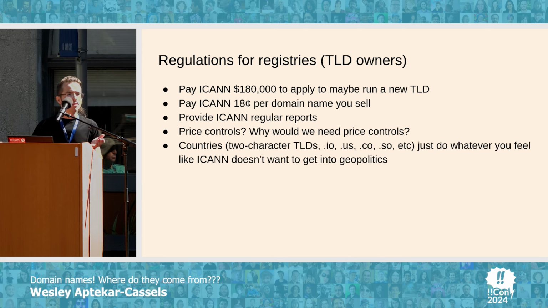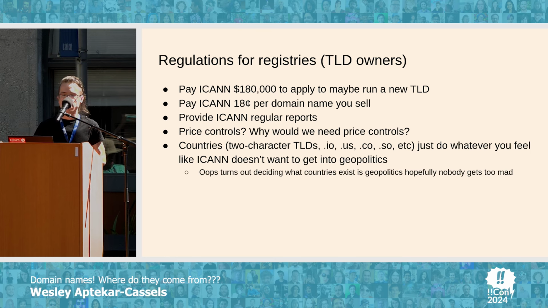Countries sort of get to do whatever they want. So any two-letter top-level domain is a country code domain. ICANN doesn't want to get into geopolitics, so they just let countries do whatever they want. Turns out deciding what countries exist and what don't is actually geopolitics itself, but probably that'll be fine. Hopefully nobody gets mad at them. Seems to work itself out. So those are registries, so those are the TLD owners.